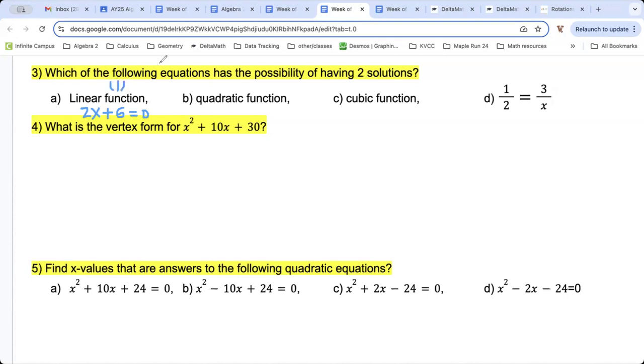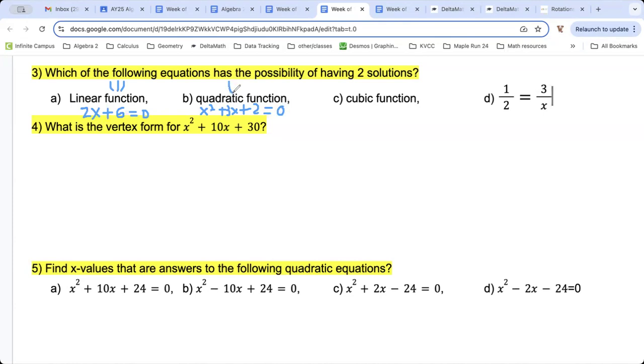And the question is, which of the following equations has possibly 2 solutions, right? Now, quadratic equations, like the problems we have here, x squared plus 3x plus 2 equal to 0, potentially have 2 solutions, okay?